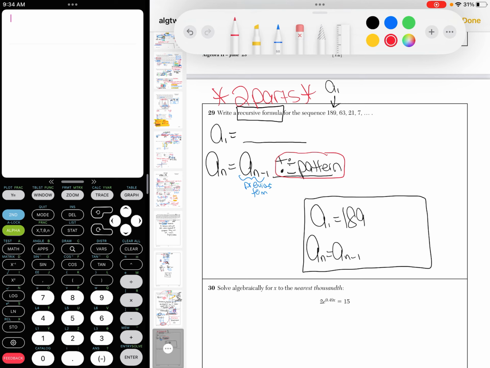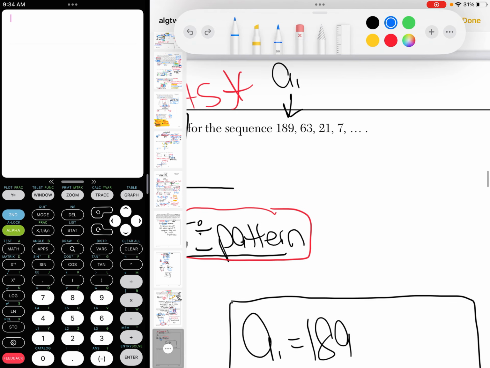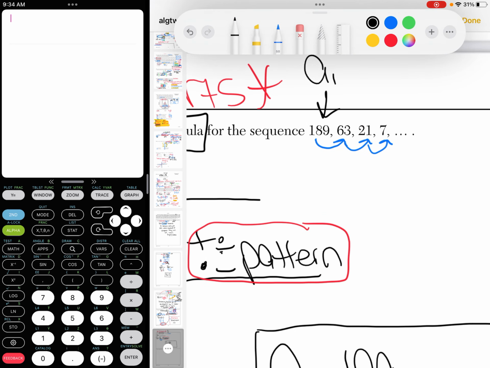So again, what that's telling you is to find any term, you're going to take the previous term and do blah to it. So we have to figure out what the pattern is here to get from 189 to 63 to 21 to 7. Now, this is definitely a geometric sequence because it's going down very quickly. We went from almost 200 to 7 in just a few jumps. That's a very big jump.